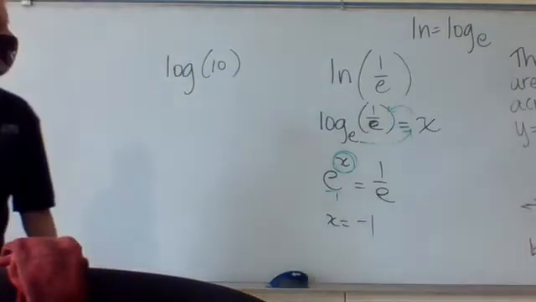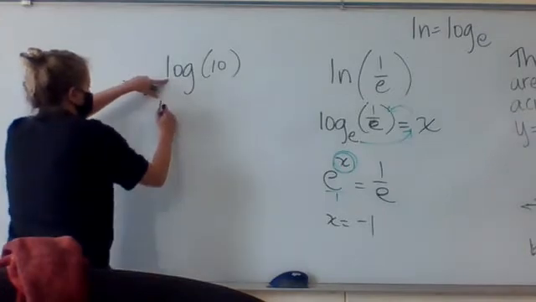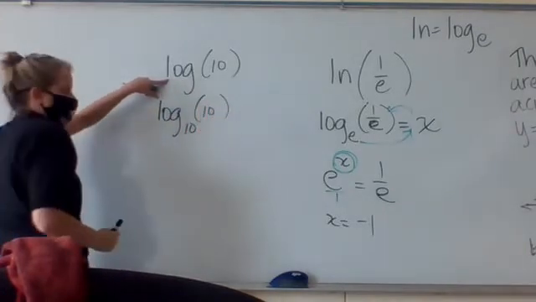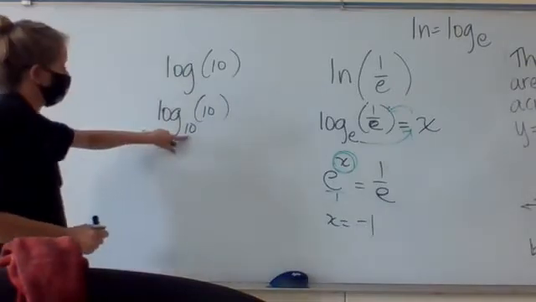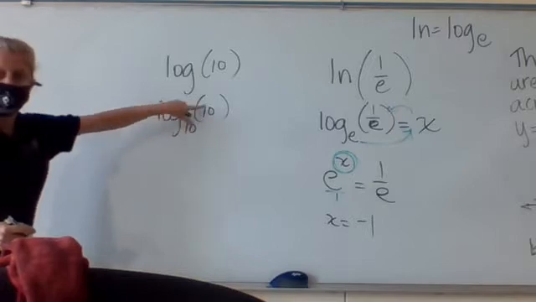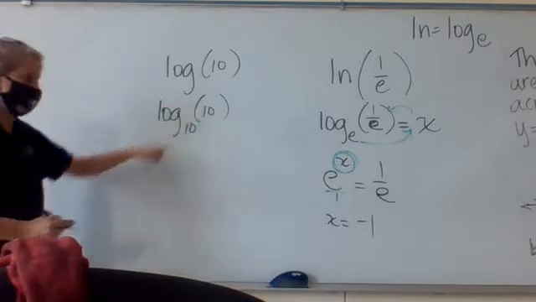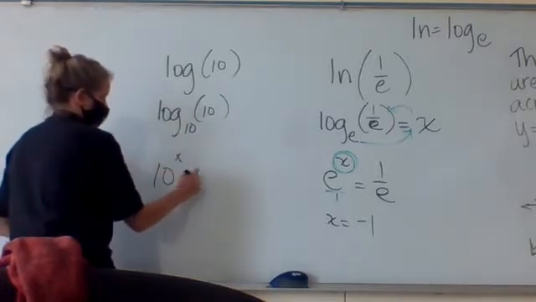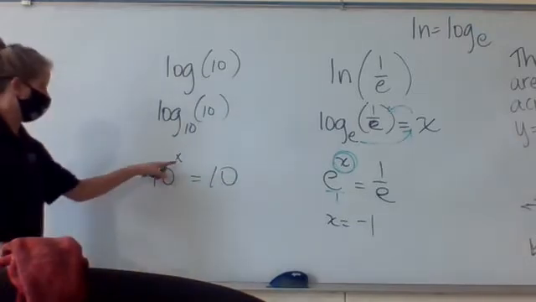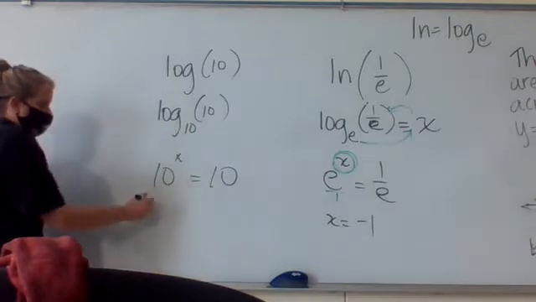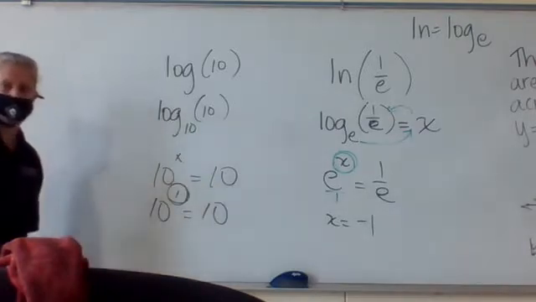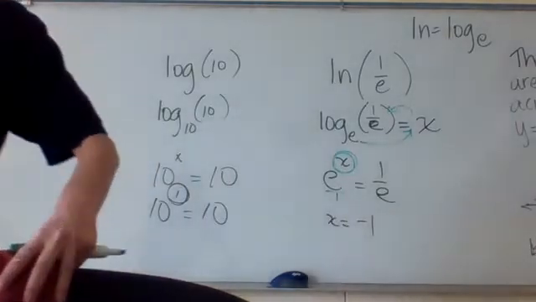So no base is automatically 10. So this really says log base 10 of 10, which means what? What power would you have to raise 10 to make it 10? Well, what does this x need to be? 10 to what power is 10? I don't even need to change it. That's why I need to do 10 to the first power equals 10. So that's why your logarithm was 1.